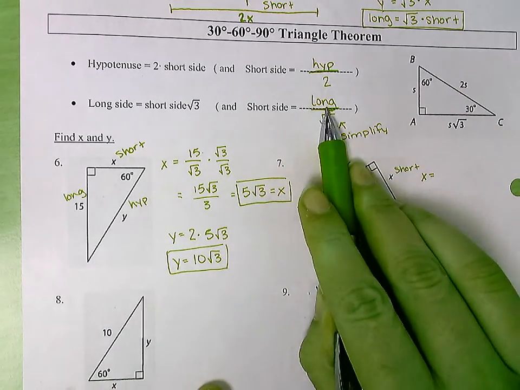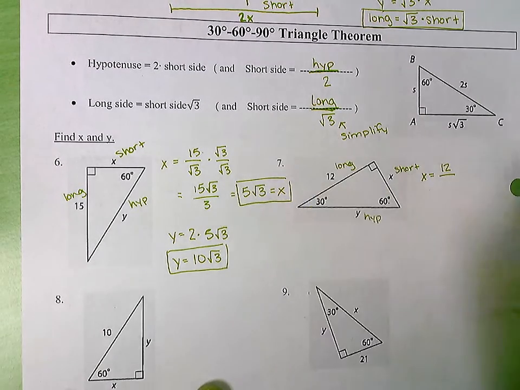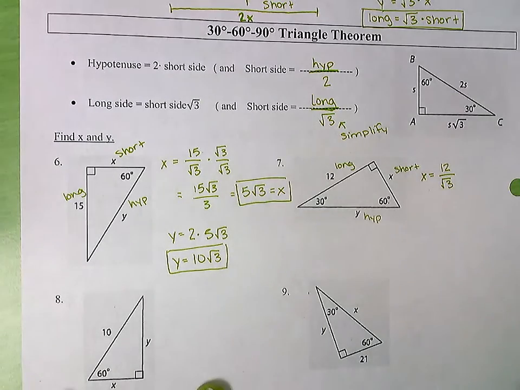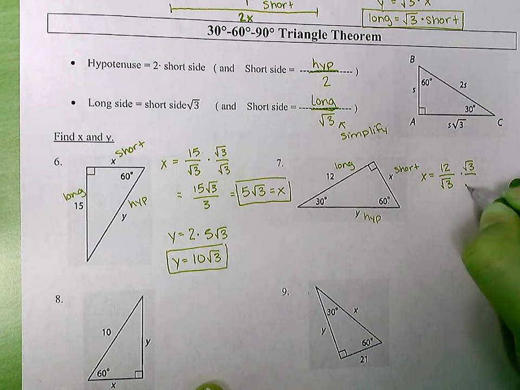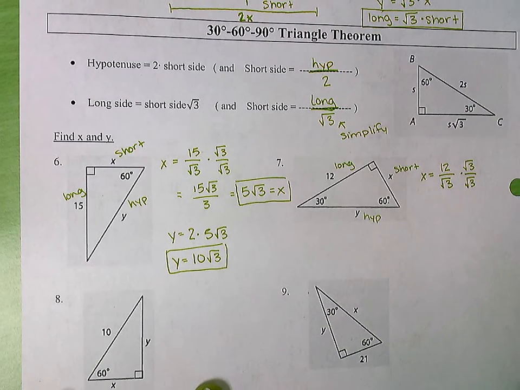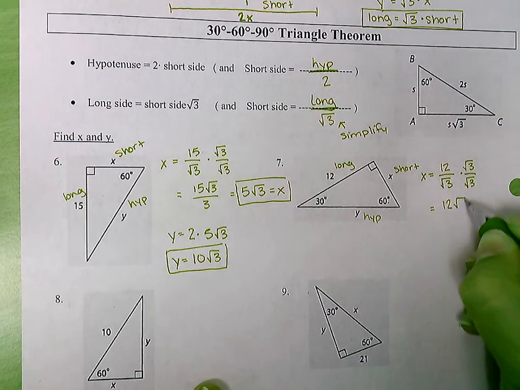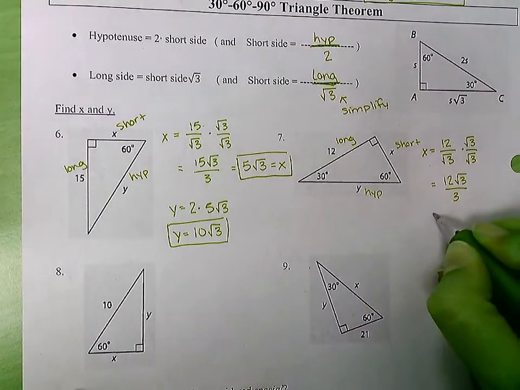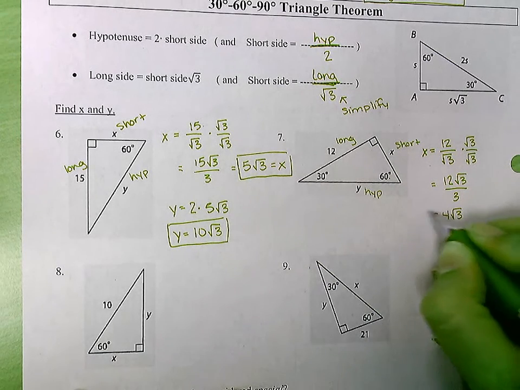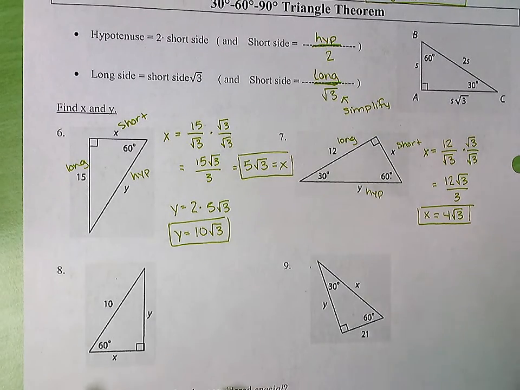That's equal to the long side, 12, divided by the square root of 3. Again, we don't want that radical in the denominator, so we're multiplying by square root of 3 over square root of 3. Multiply straight across. We have 12 times the square root of 3 over 3, which will end up as 4 square roots of 3.